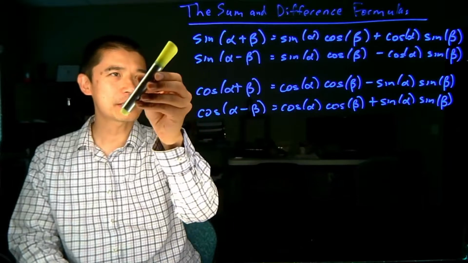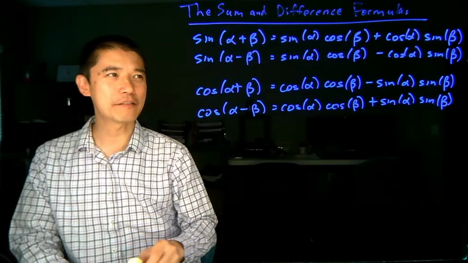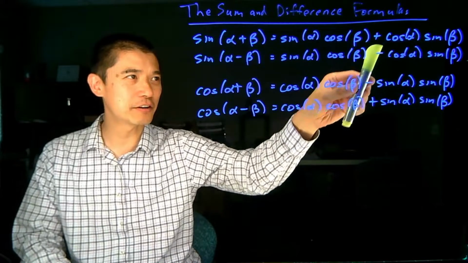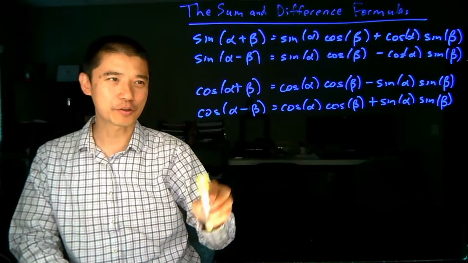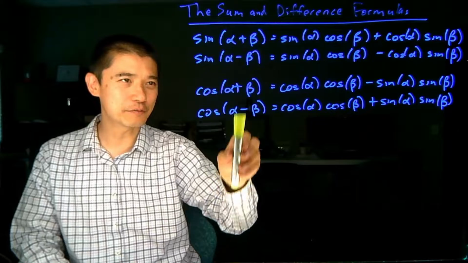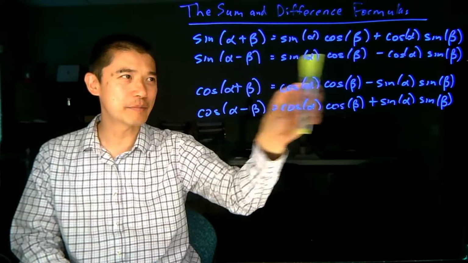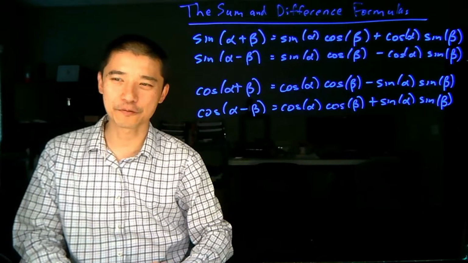First of all, notice that the sum and difference formulas for the sine functions are very similar. In fact, the only difference are the signs here and the signs there. And the same is true of the cosine. For the cosine, the only difference are the signs here and the signs here. For the sine functions, it's plus and plus, minus and minus. For the cosine functions, they're flipped.